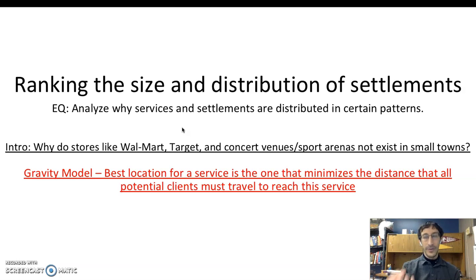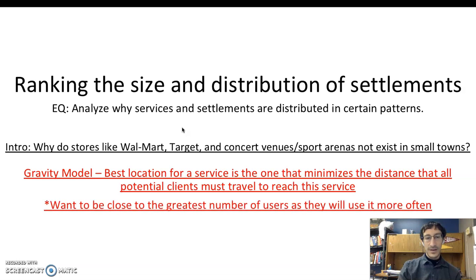Think gravity, holding you and keeping you on the ground. What's going to be the thing that pulls you to this one location? What's going to be the best thing that's going to optimize the number of clients that you can get? So again, you want to be close to the greatest number of users, as they will go more frequently.